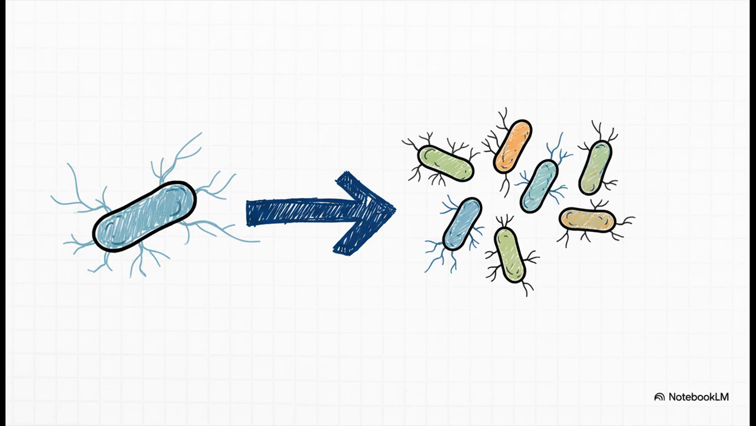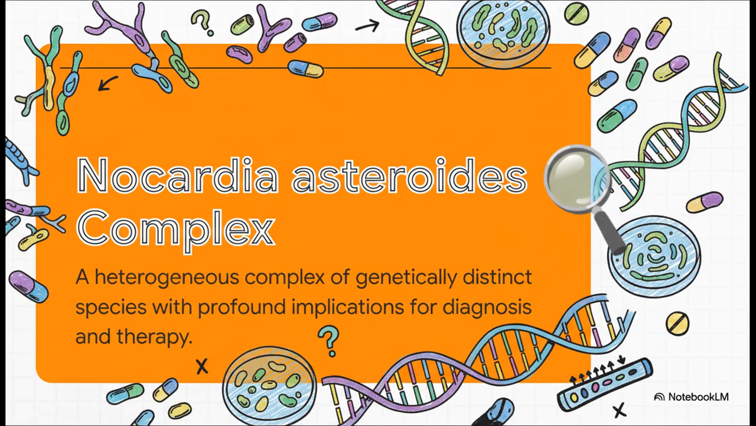For decades, Nocardia asteroides was, well, a familiar name in the lab, a known entity. But the whole point of our session today is that this bug you thought you knew has been completely redefined. That single species we all learned about turns out not to be a single species at all. So what we have now is the Nocardia asteroides complex.